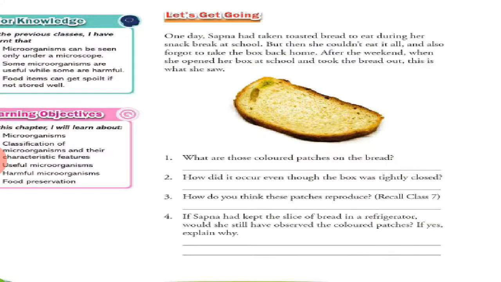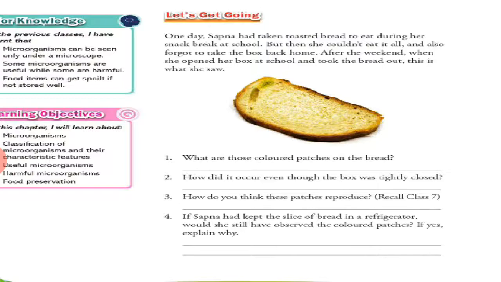So you can see a piece of bread over there. If it is left for some time here and there, then what you will observe, there will be a change in the color of the bread. What are those colored patches on the bread? They are fungi. They start growing on that thread-like structure. How did it occur even though the box was tightly closed?